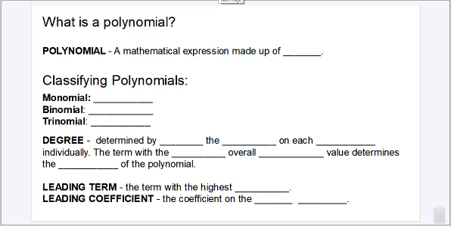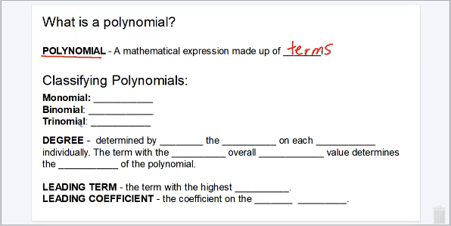Then we get into specifics about polynomials. So the last slide was just about expressions. This slide is about polynomials specifically. So we need to recognize what a polynomial is. So a polynomial is a mathematical expression made up of terms. That's a polynomial, period.